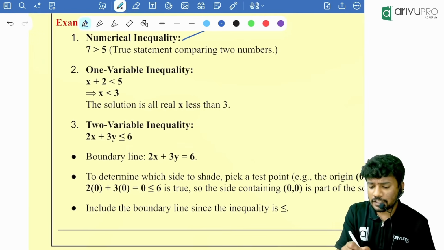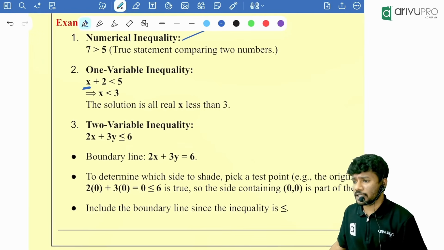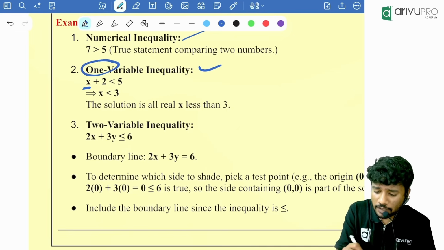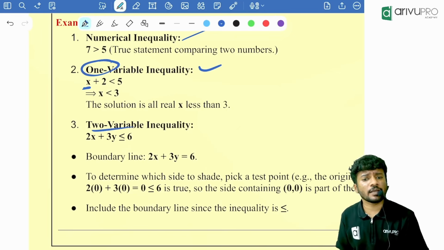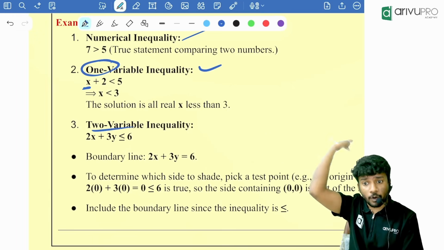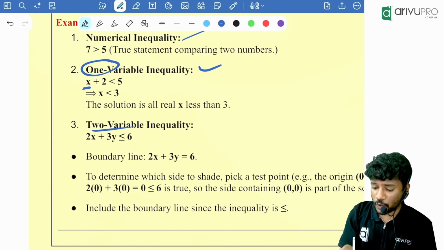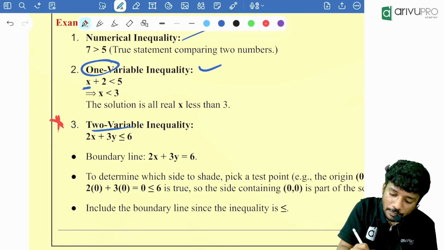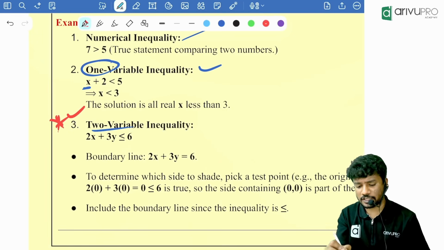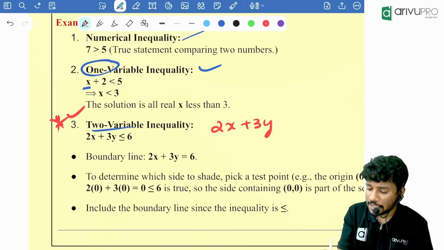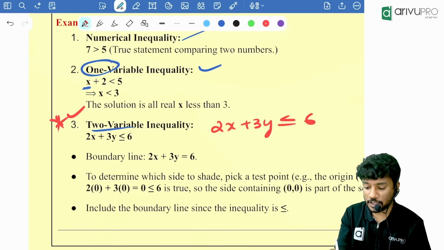Then what if there is only one variable? I was just telling about that. One unknown is there. It is called what? Inequality in one variable. Then two variables means what? X will be there, Y will be there. When both of them are there, it is called what? Linear inequality in two variables, and that is important for us. Keep a note of it. For example, in this question, we are writing 2x plus 3y less than or equal to 6. That means x is not known, y is not known.